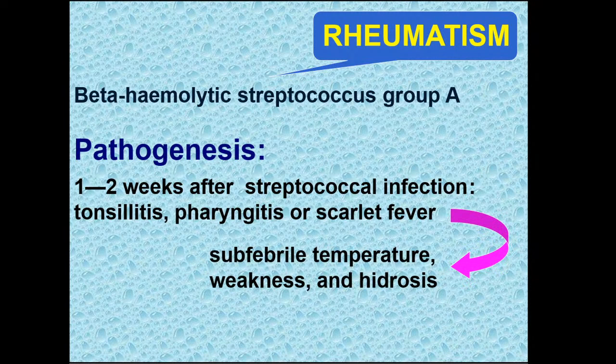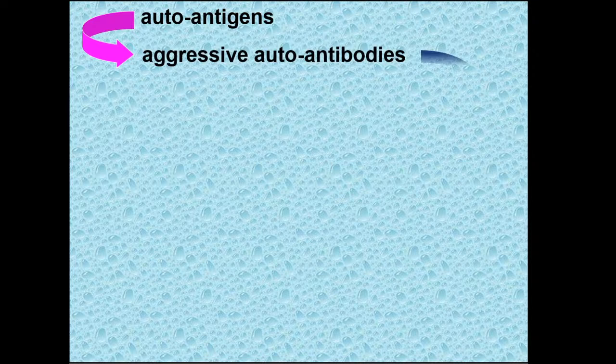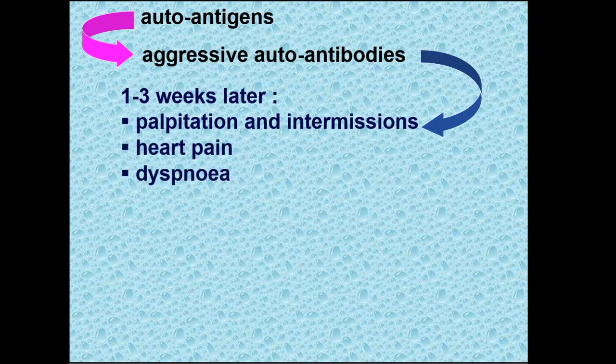Besides that, he is healthy, but after sometimes 1-2 weeks, the patient again feels subfebrile temperature, weakness, hydrosis, and if he goes to the doctor, a problem with the heart can be revealed, because the antigen-antibody complex is trophic to connective tissue, adheres to it, and as a result a pathological growth of connective tissue will be formed.